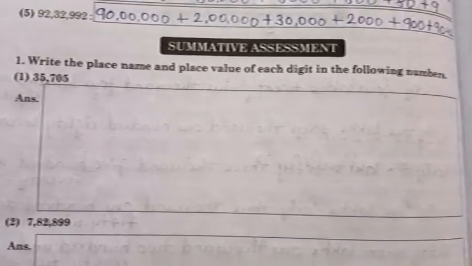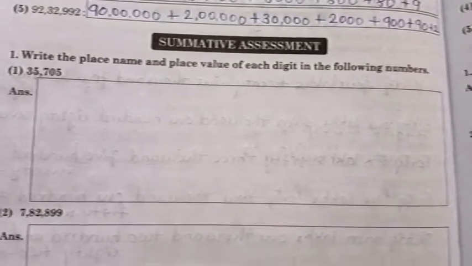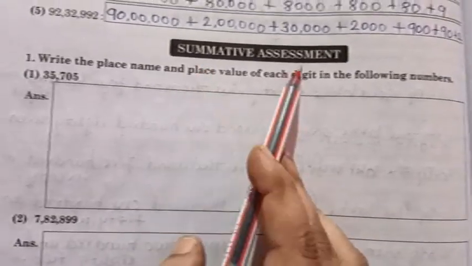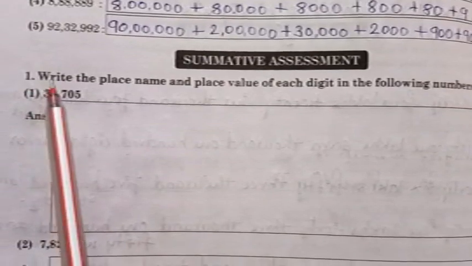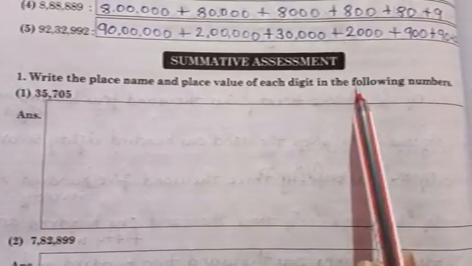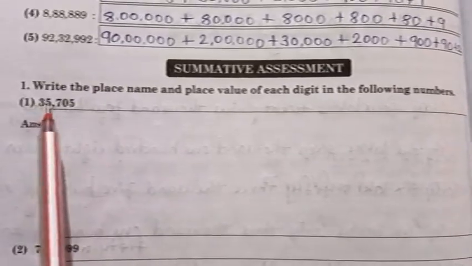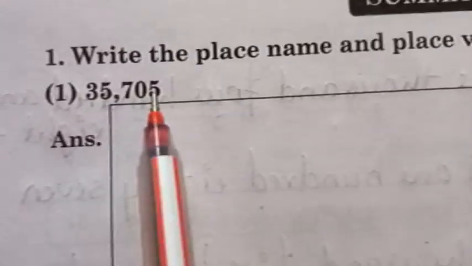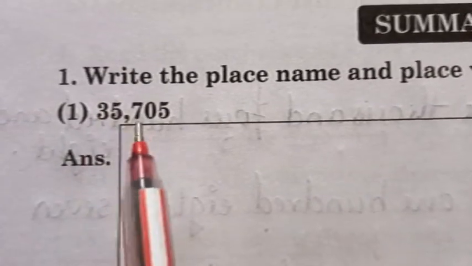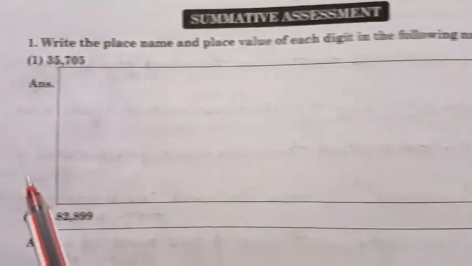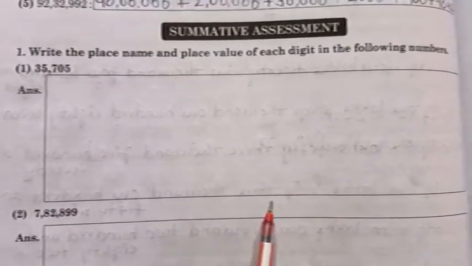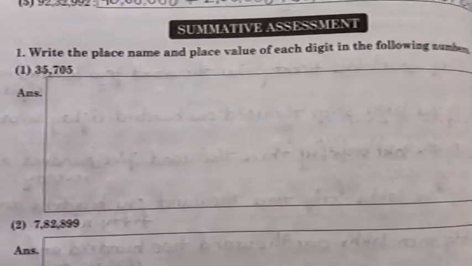Now students, in your combined book number 1, on page number 58, there is a summative assessment. In that, question number 1 is: write the place name and place value of each digit in the following numbers. This is the number which is visible, and you have to write its place name and place value. In your combined book only this much space is there, so I'll explain how you are supposed to write in this space.